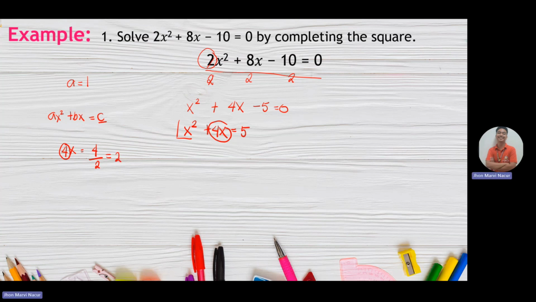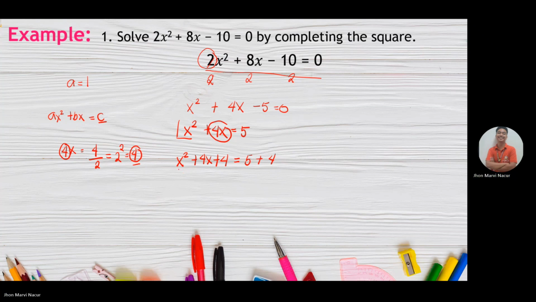And then we need to square. 2 squared is also 4. So 4 must be added to both sides of the equation. So we have here x squared plus 4x, plus 4, is equal to 5. We need to add 4 to both sides, so that is 5 plus 4.